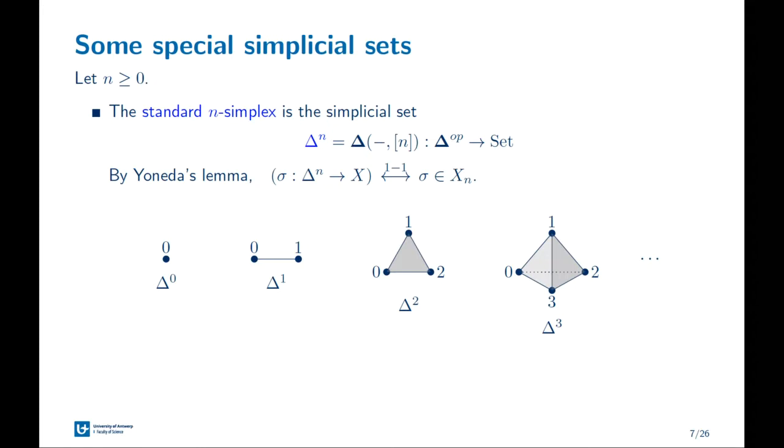Okay, that's the abstract definition, but what I really want to focus on is the geometric interpretation, which is the following here. So Delta 0 is just a point, Delta 1 is a line piece, Delta 2 is a triangle, Delta 3 is a tetrahedron, and so on in higher and higher dimensions.